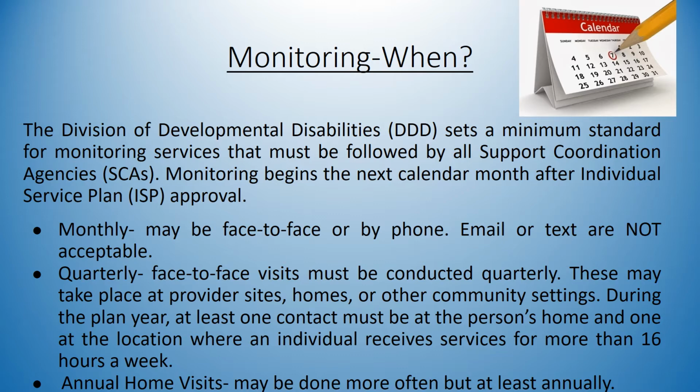Monthly phone or face-to-face contact. Email and text are not acceptable. Quarterly face-to-face visits. These may be done at provider sites, homes, or other community settings. If an individual is receiving services from a provider for at least 16 hours per week, you must conduct at least one visit at that provider site during the plan year. Finally, annual home visits are required at the residence where the individual lives, at minimum once per plan year.